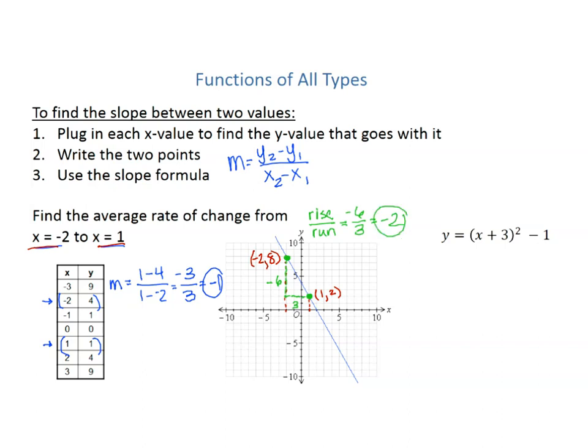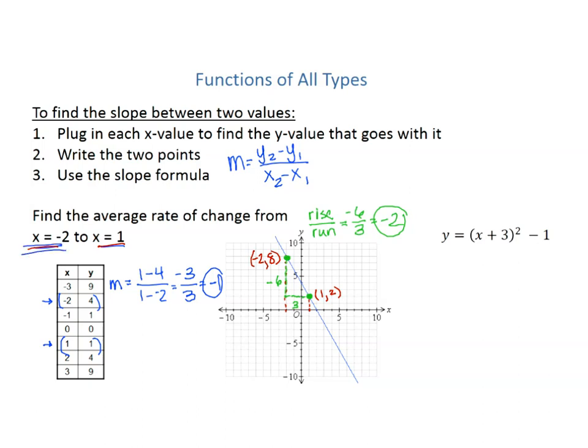Now you can still use the slope formula here. I just think when you have a graph, it's a little easier to look at rise over run. And notice, I didn't have a rise this time. I had a fall, which is why my rise is -6. All right, and then lastly, for this one, we're going to need to follow the steps here and plug in each x value to find the corresponding y. So let's do that first, and then we'll use the slope formula.